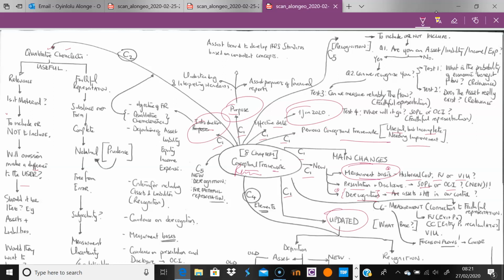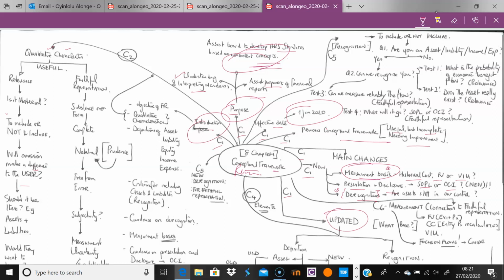So quickly jumping back here, this question of purpose. We know that already. The whole point here is to assist preparers of financial reports, enable us to understand and interpret standards, and assist the board in developing new IFRS standards based on consistent concepts. Let's jump straight away into chapter 2.